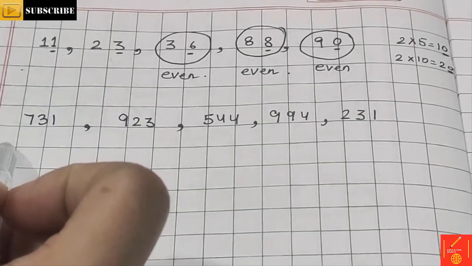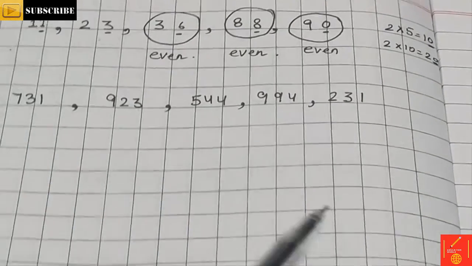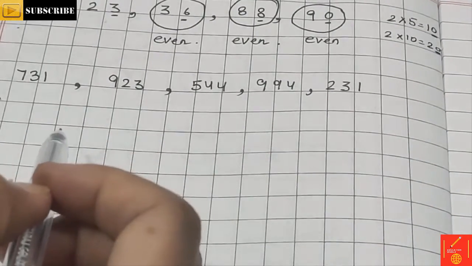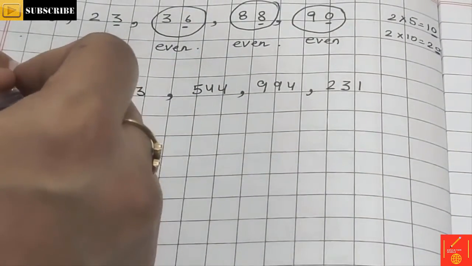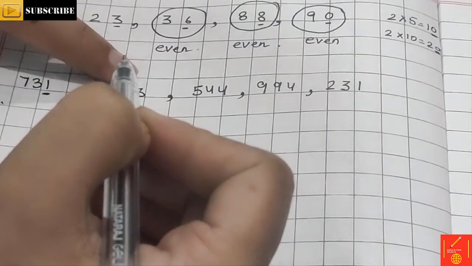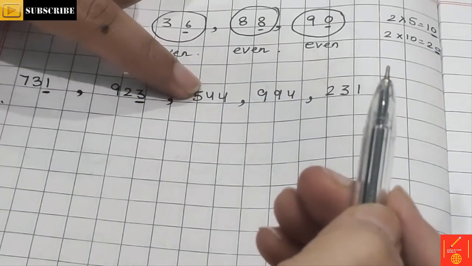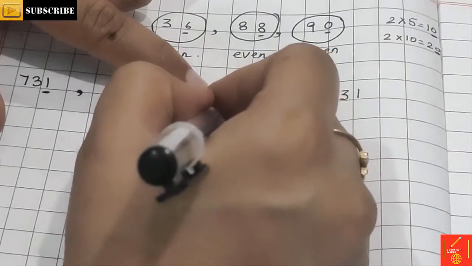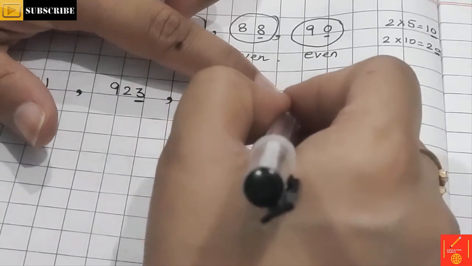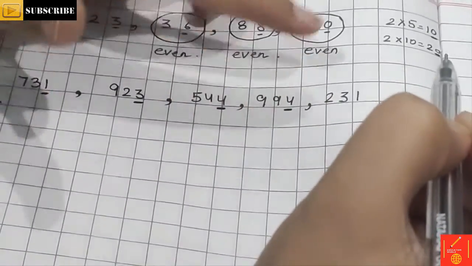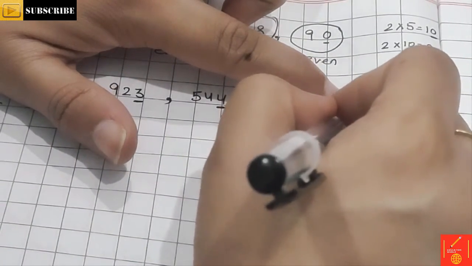How will you do it when it comes to 3-digit numbers or more? The pattern remains the same. If this is the kind of series that is being provided, what will you do, children? You will forget these first numbers and just look at the last digit. In 923, forget the first 2 numbers, just look at the last digit, 3. 544, forget the first 2 numbers, just look at the last digit. Again, 994, forget the 99, just look at the last digit. 231, forget the first 2 digits, right? And look at the last digit.